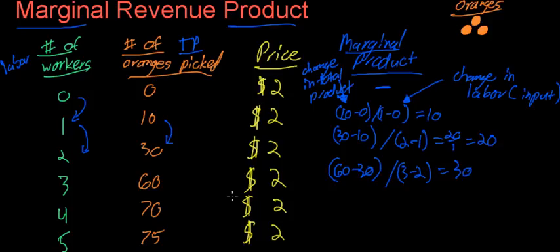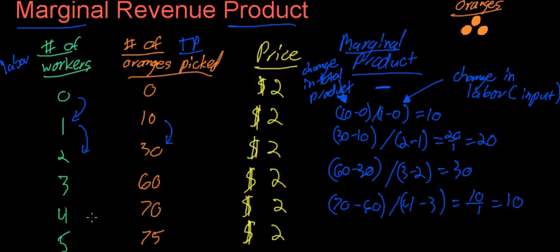And then for the fourth worker, we are going to have 70 minus 60 divided by 4 minus 3, which is just going to be 10 over 1, which is equal to 10. So that is just saying again that for hiring the fourth worker, we get 10 more oranges picked. The marginal product of the fourth worker is 10 more oranges, moving from 60 to 70.